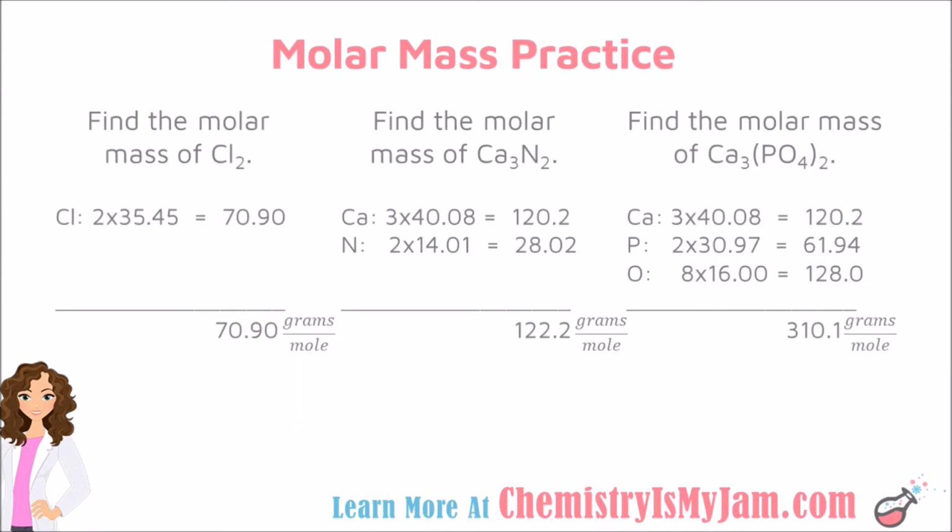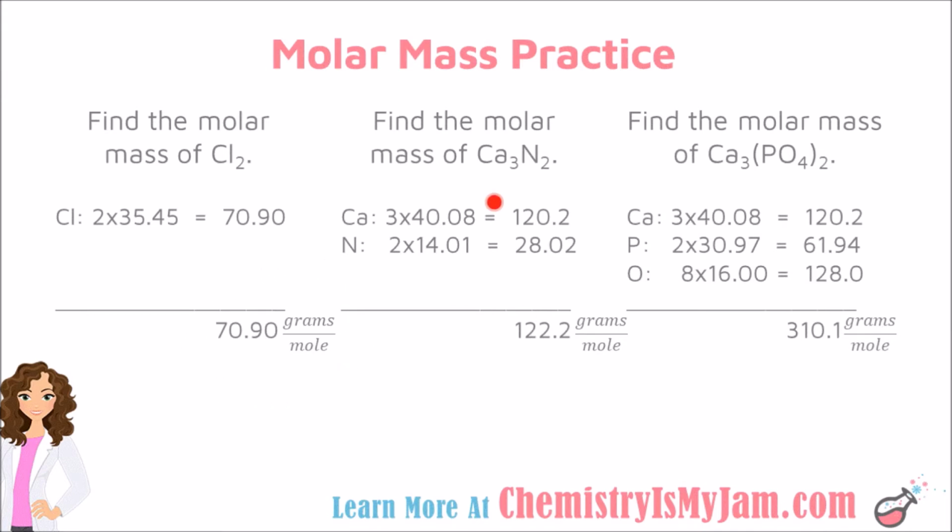Here is some molar mass practice. To begin with, find the molar mass of chlorine. Remember that chlorine is a diatomic, meaning it has a 2. So the subscript of the 2, I need to multiply 2 by the number for chlorine off the periodic table. So I said 2, because that's the subscript, times 35.45, which is the molar mass off of the periodic table. That gives me 70.90. That is in units of grams per mole.